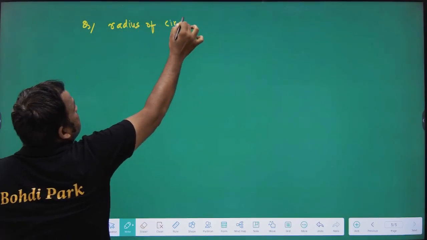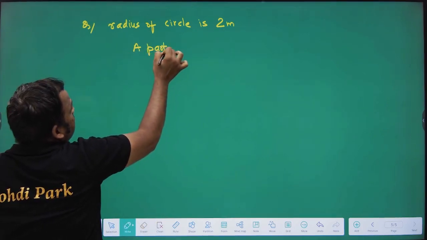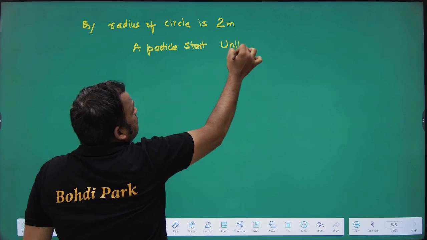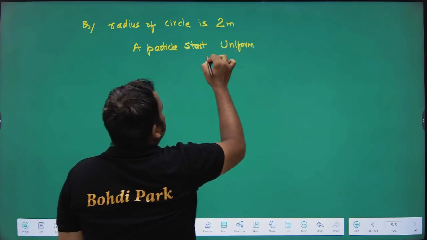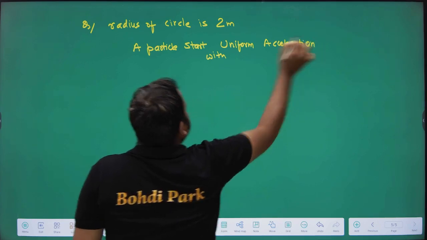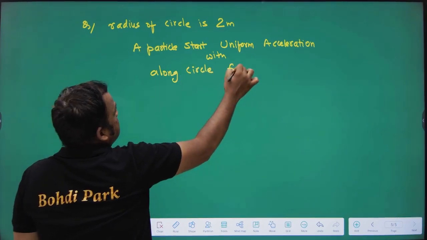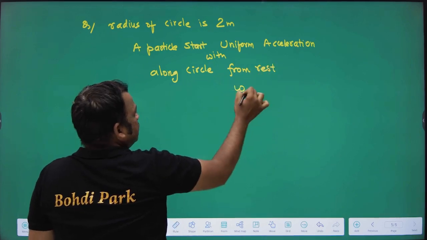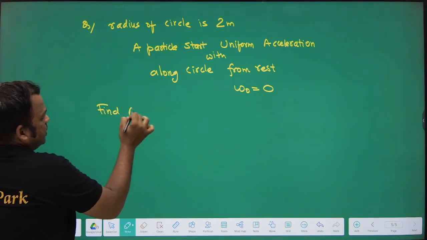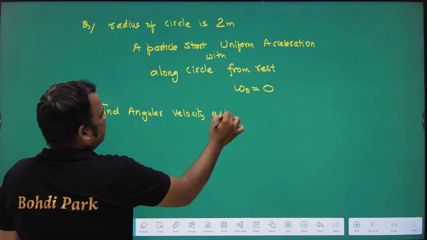Radius of circle is 2 meter. A particle starts with uniform acceleration along a circle from rest. So we have given omega naught is equal to 0. Find angular velocity after 2 seconds.